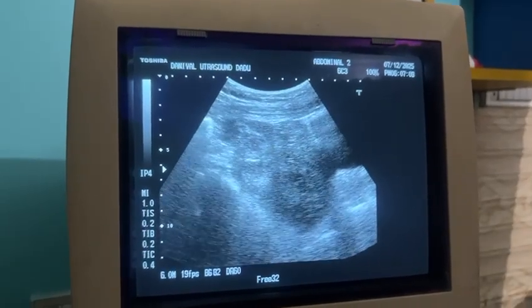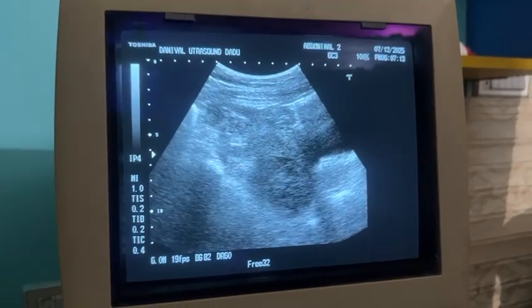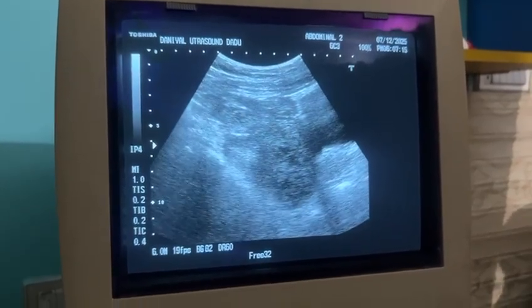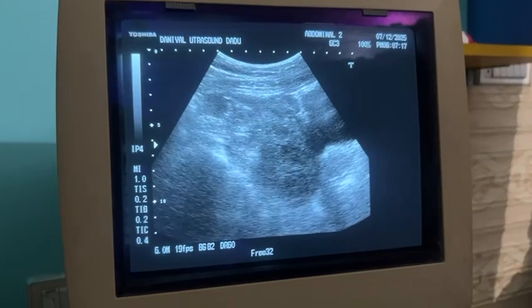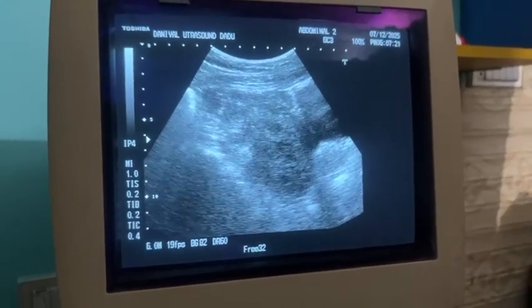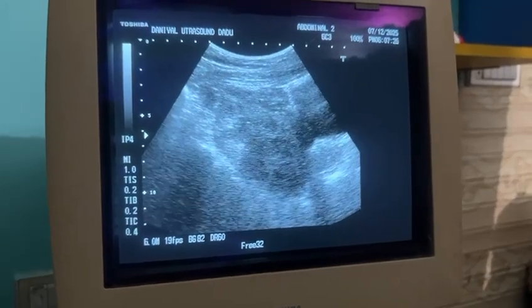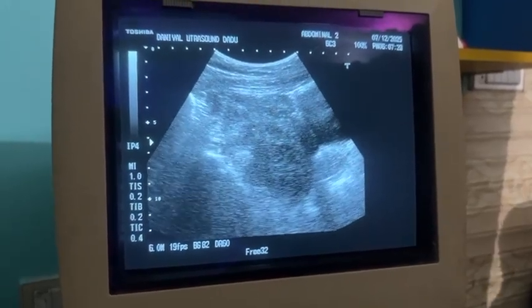So the final message is that a ruptured ectopic pregnancy is a life-threatening emergency. Ultrasound plays a key role in early diagnosis, which can save the patient's life. And if you experience symptoms and suspect ectopic pregnancy, seek emergency medical care immediately.